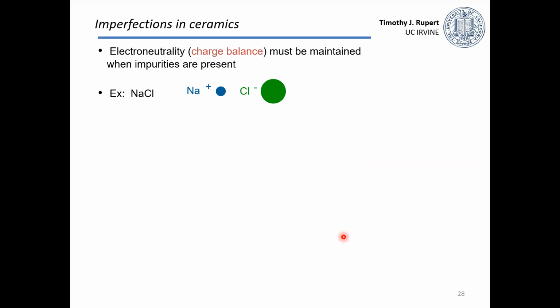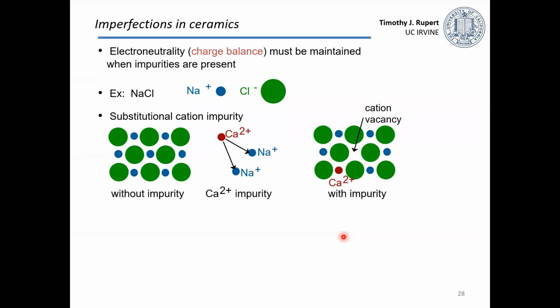So let's think a little bit about how that charge neutrality has to be balanced, because this comes up in how we start substituting in other systems. If we have sodium chloride, on the left here is our starting structure, so the charge is exactly balanced out.